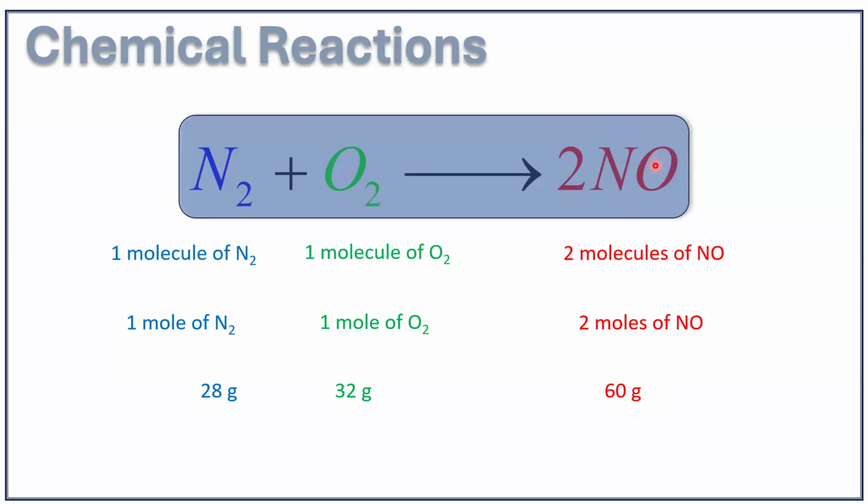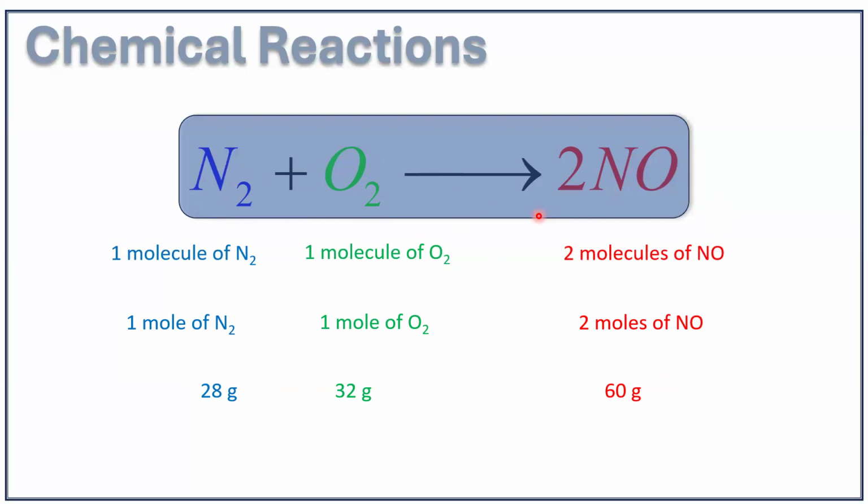So what is the mass of 1 mole of NO? It will be 30 grams. And 2 moles, 30 into 2, 60. So 60 grams. So again, we can say that the total mass of the reactants will be equal to the total mass of the products. 28 plus 32, 60. That also should be conserved. Total mass should be conserved. So yeah, 28 grams of nitrogen combined with 32 grams of oxygen give 60 grams.